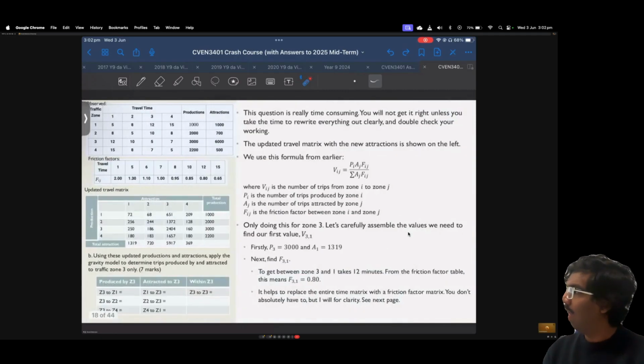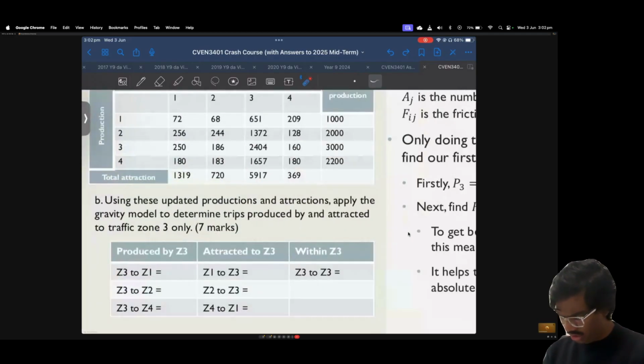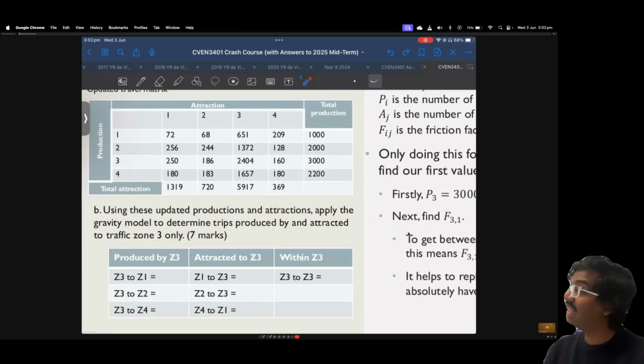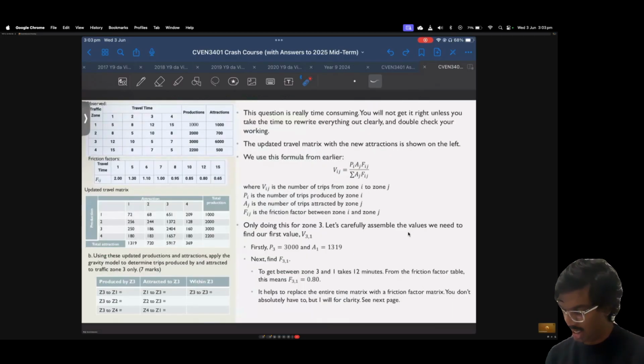All right, so part B: using these updated productions and attractions, apply the gravity model to determine trips produced by and attracted to traffic zone 3 only. And this is 7 marks. So you straight away know this is going to take you a long time, and it does. We're going to have to spend a bit of time on this. This question is really time consuming. You will not get it right unless you take the time to rewrite everything out clearly and double check your working.